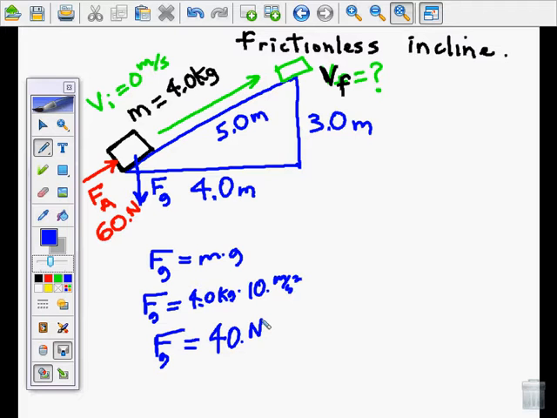But that weight force can be broken down into parts. We were told that this angle right in here was 37 degrees. So if you break that weight force down into parts, some of that weight force is pulling the object in this way. Some of the weight force is pulling the object down the ramp that way. The part that squeezes it into the ramp is referred to as Fg perpendicular, and the part that's pulling it down the ramp is referred to as Fg parallel.